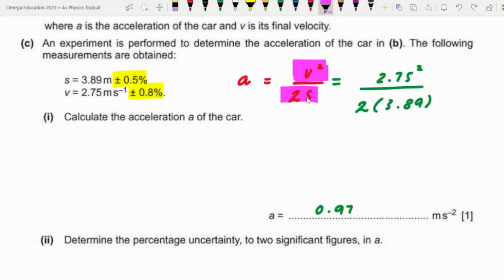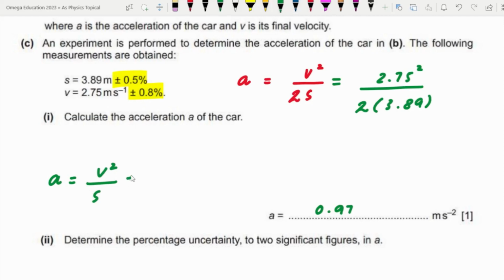Now first of all, when you're finding the uncertainty, you can rewrite the formula. So a equals to what? v squared divided by 2s, but I'm not going to write the constant numbers because they have no role in these kind of situation, especially when you have a non-linear variable. So you don't need to do anything with the coefficient.